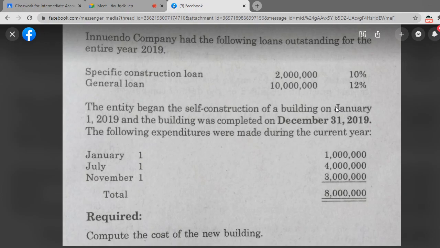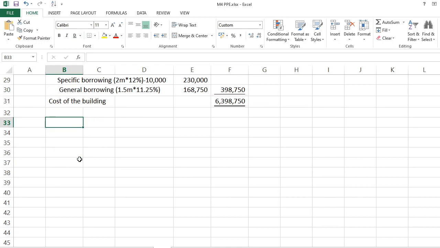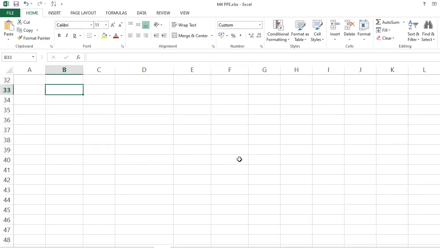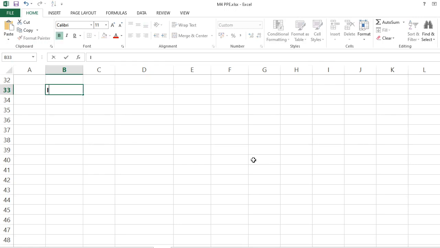The entity began the self-construction on January 1. Ayan, 1 year. And here are the following expenditures. So, this is an easier concept. An easier approach. An easier problem compared to Shangri-La. Kasi kay Shangri-La, 2 general borrowings. Pero kaning sa iyaha, isa lang. So, kung isa lang, I think, dili ta maglisod og compute sa capitalization rate. Okay? And what do I mean by that?